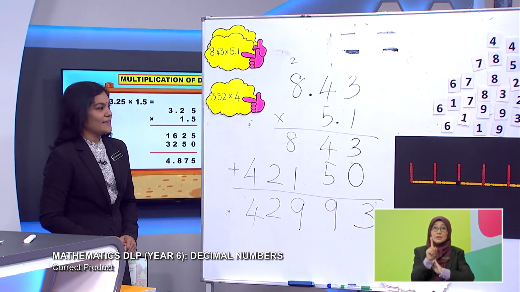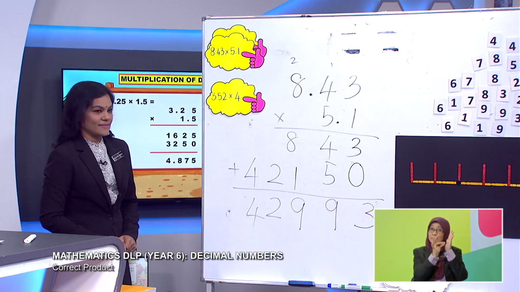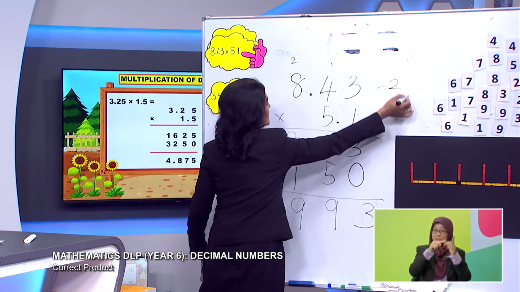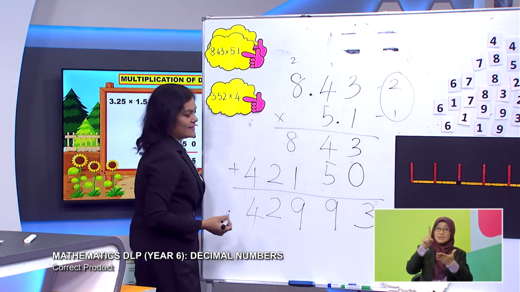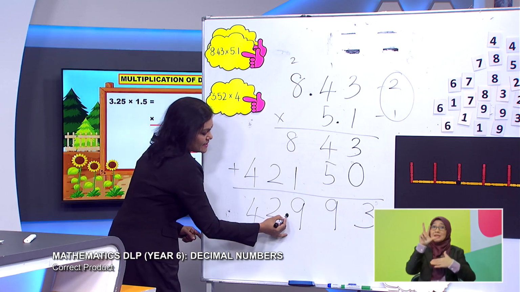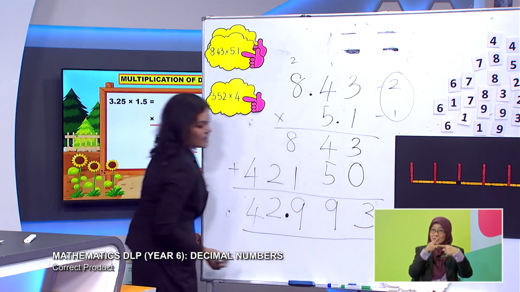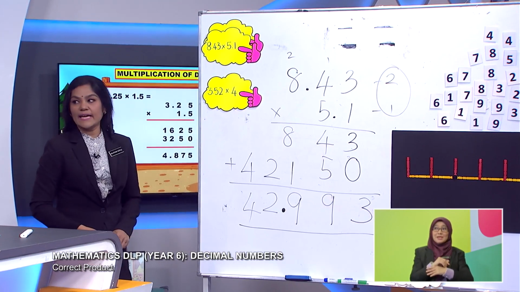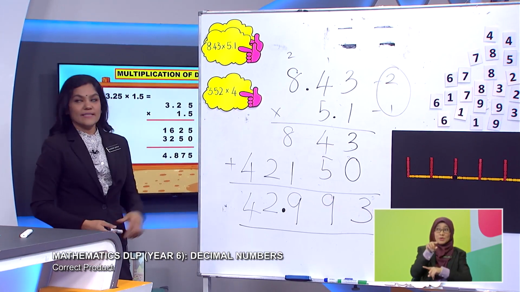Where should I put the decimal, Anif? Because we started with 2 decimal places and 1 decimal place, you just add them together. That gives 3 decimal places. So after 3 places here, we place the decimal. So the answer will be 42.993. You want to try the third one, Anif?